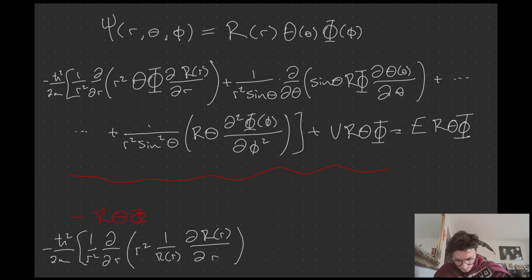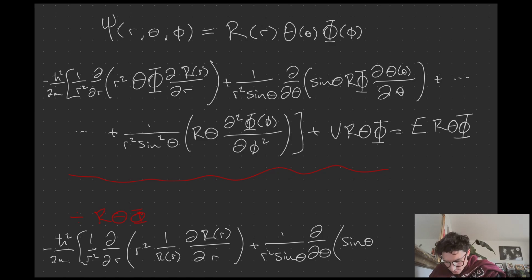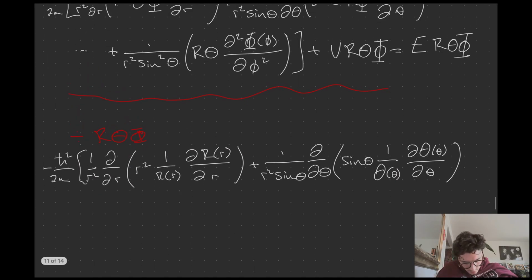Now I'm going to do here plus r squared sine theta. This is 1. Partial theta. Here we have sine theta. Those things get canceled, and here we have 1 over Theta. I guess I should write the Theta pretty big. Theta of theta. Derivative of theta. Partial theta. Cool. Now we can do the next thing, plus this continues from this plus here.